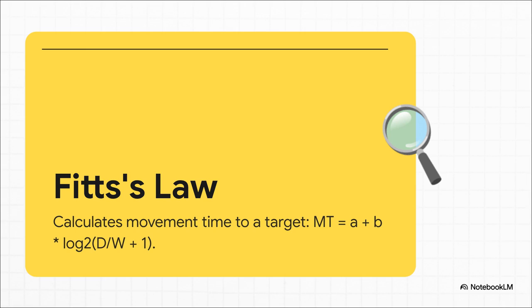The formula is MT = a + b × log₂(D/W + 1). Let's break that math down. D is the distance to the target, and W is the target's width. Because of how that logarithmic fraction works, if you make a button bigger, meaning you increase W, the fraction gets smaller and boom, your total movement time decreases. So bigger buttons, placed physically closer to the user, equal way faster interaction. That is the exact mathematical proof behind the infinite edge hack we talked about earlier.